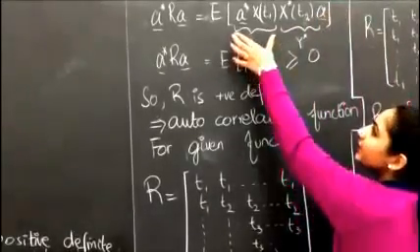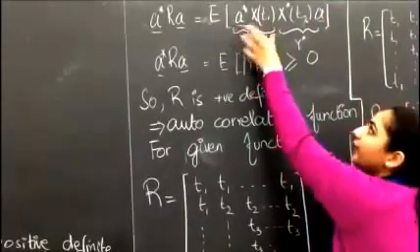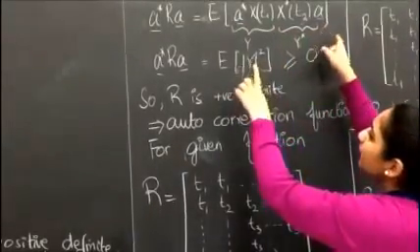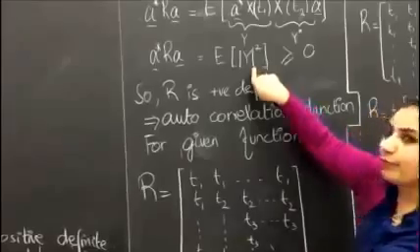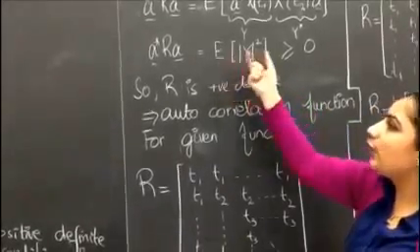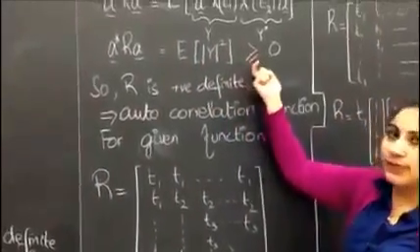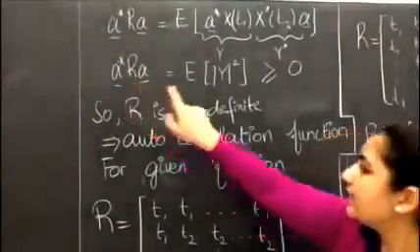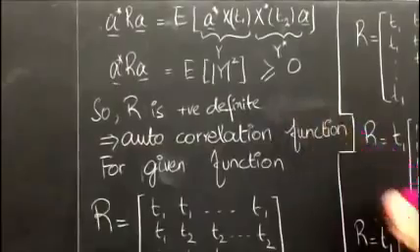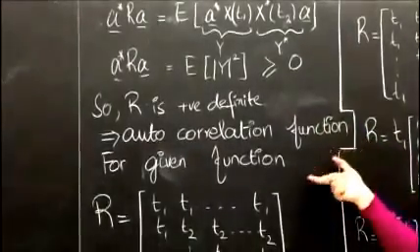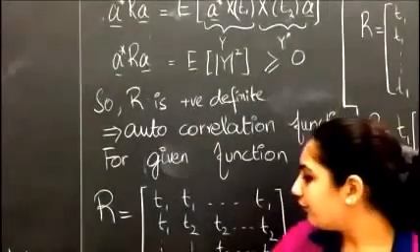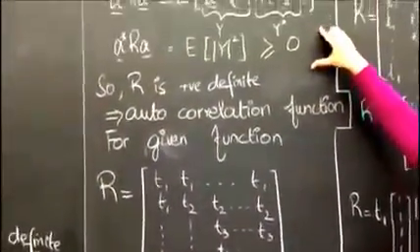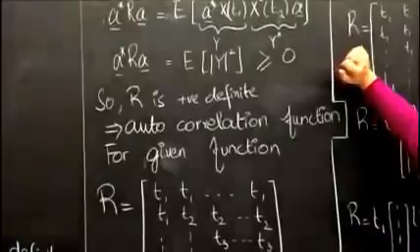Now if we consider this as y, then this is y conjugate, and in other words, we can say that their product would be the square of the magnitude, and the expected value of a positive number would always be a positive number which is greater than 0. So we can say that R is positive definite. Now for the given function, we have the following matrix. This was the generic rule to find an autocorrelation function.